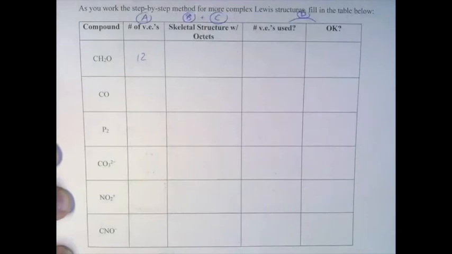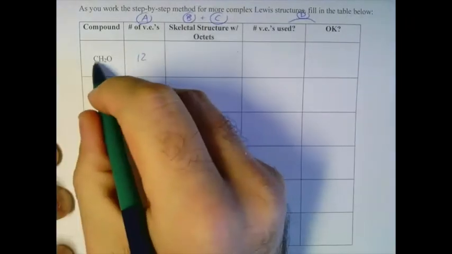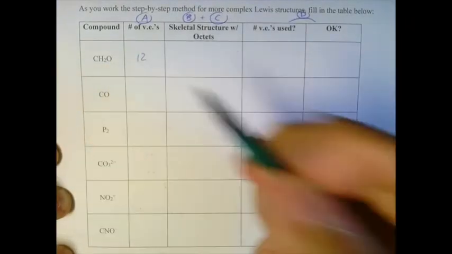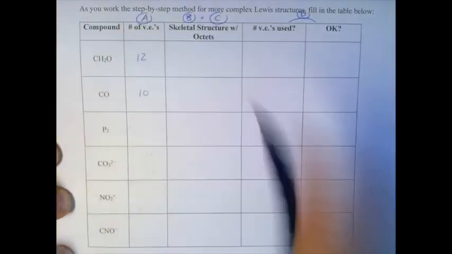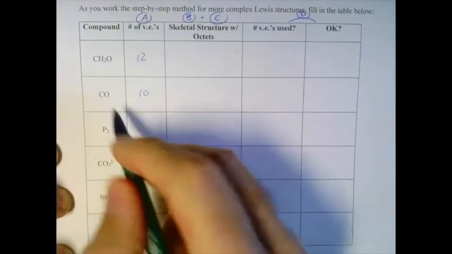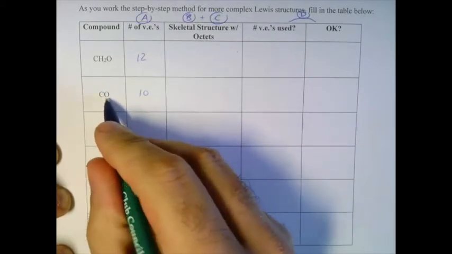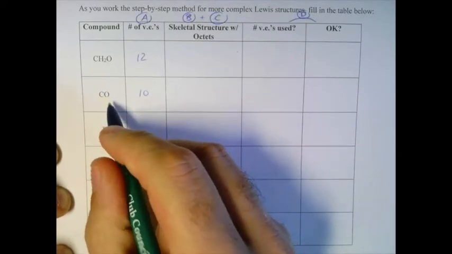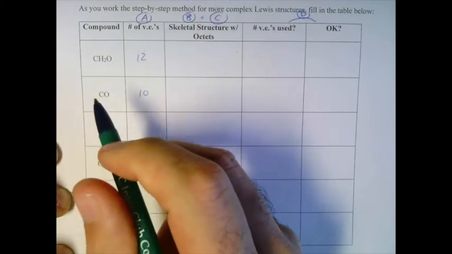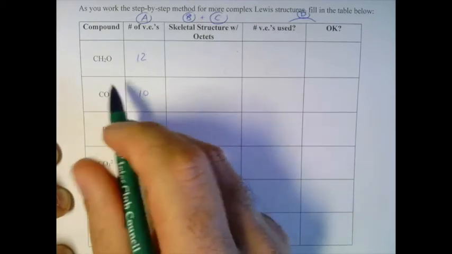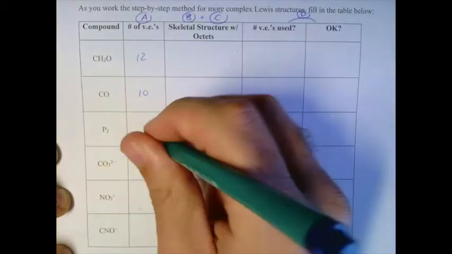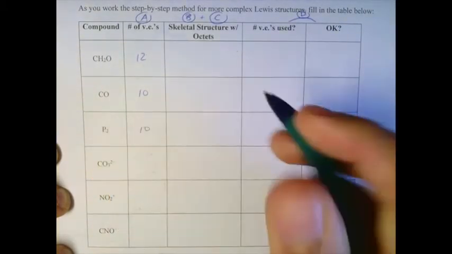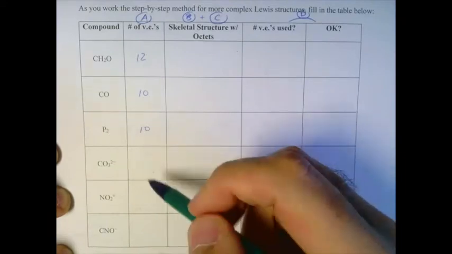Okay, let's rock. We should have 12 valence electrons on the CH2O, that is 4 plus 2 for the 2 hydrogens plus 6 for the oxygen. We should have a total then of 10 for CO, 4 and 6. By the way, make sure you're looking at group number to decide valence electrons and not atomic number. That sometimes trips folks up with C, N, and O. Next up with P2, also 10 because I've got 5 for each phosphorus and there are 2 of them.